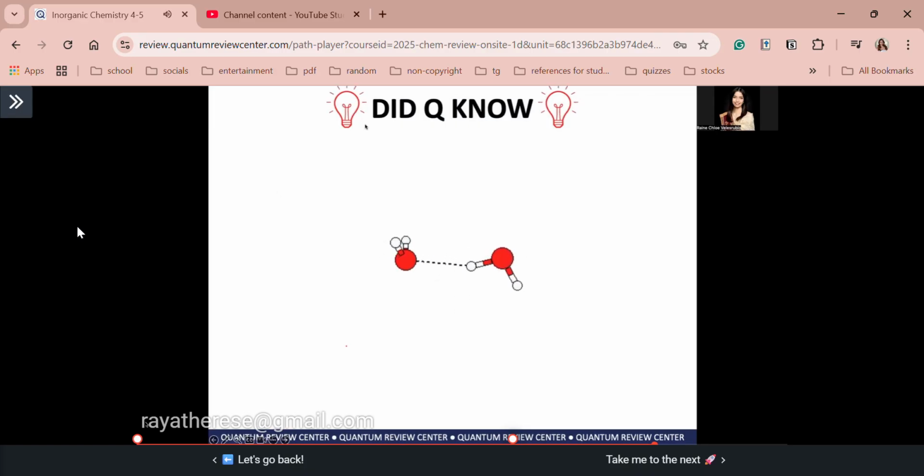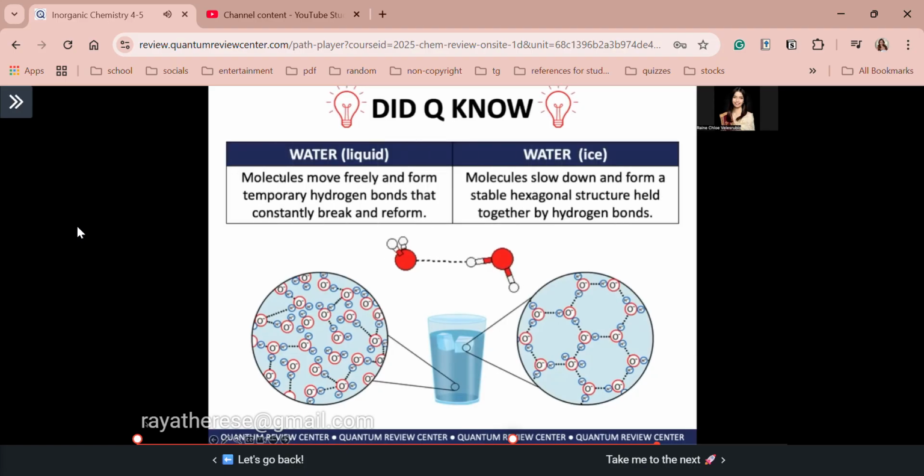Now, ano ulit guys? Tama, hydrogen bonds, specifically hydrogen bonding in water, where we see that H is bonded to one of the lone pairs of oxygen. So this is oxygen. The strong intermolecular forces between water molecules due to hydrogen bonds play a crucial role in its unique properties. So, did you know? As liquid, water molecules move freely and form temporary hydrogen bonds that constantly break and reform. Whereas water as ice, molecules slow down and form a stable hexagonal structure held together by hydrogen bonds.